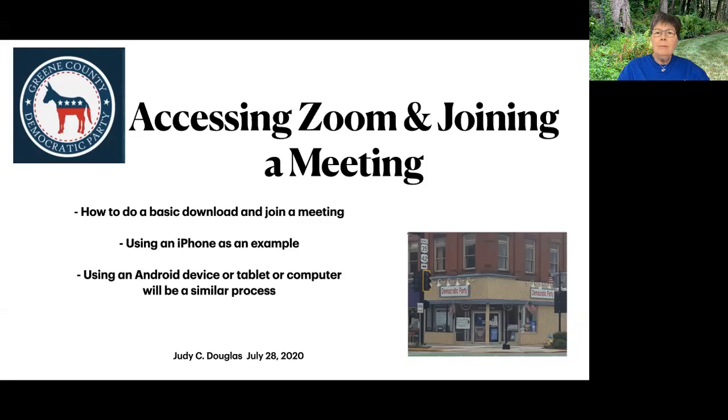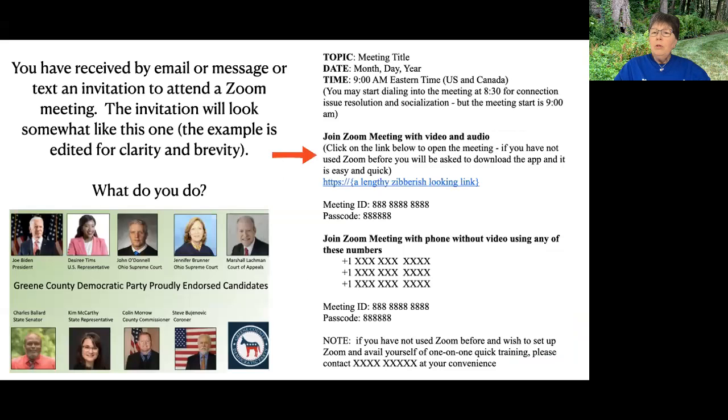Let's get started. All right, what do you do? You get an invitation to a Zoom meeting. You've never used Zoom before. You would like to go to the meeting and we would like to have you join us. So the meeting invitation will have the topic, the date, the time, all the details you need. There'll be a link there that you can click on. It will look like a long string of gibberish. It'll also tell you you can join the meeting with a phone. And you will not be able to use video with just a simple phone dial-in.